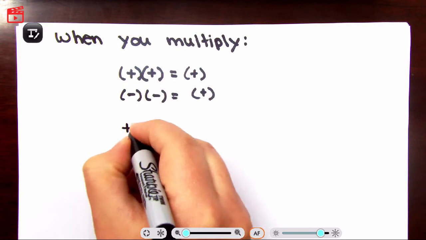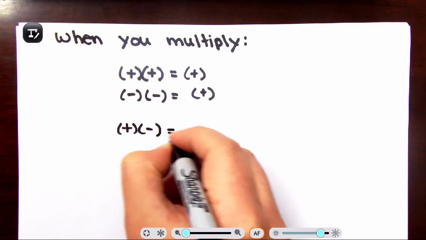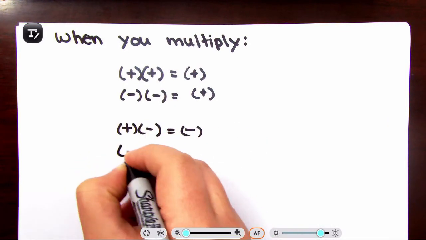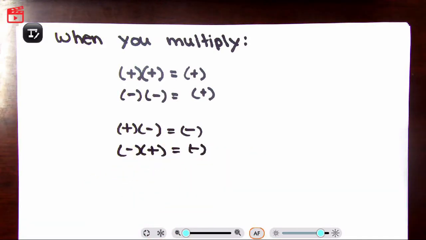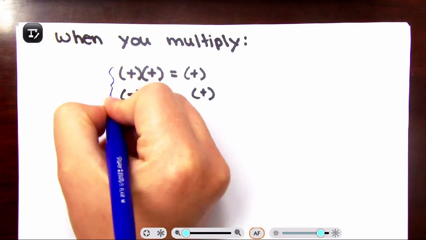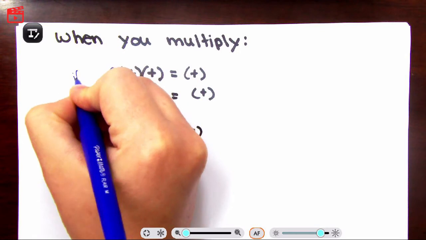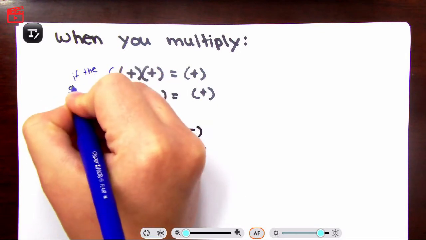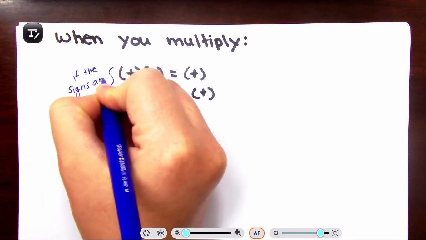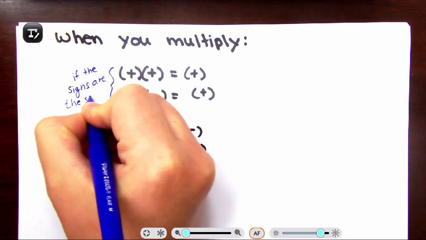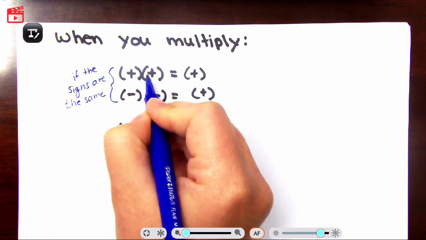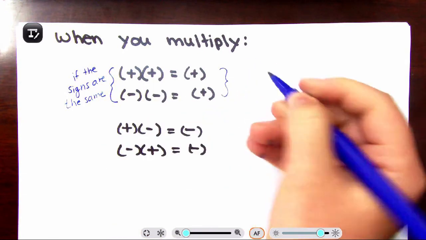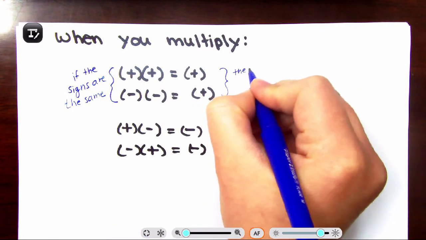Then you have a positive times a negative. That equals a negative always. And a negative times a positive, that always gives you a negative. So when I say you have to memorize this, here's how you do it. If the signs are the same, so both positive gives you a positive. Both negative gives you a positive. The answer will be positive.